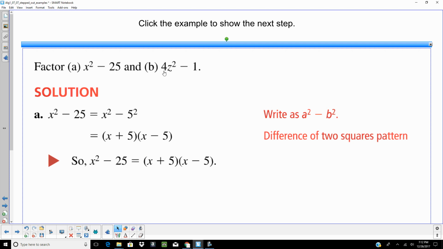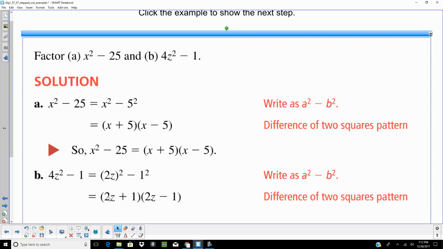On example number B, 4z squared. That's also a perfect square because that's going to be 2z times 2z. 1 is a perfect square, 1 times 1. So I'm going to think of that as (2z) squared, or 2z quantity squared, minus 1 squared. And when I do that, I get (2z plus 1)(2z minus 1).